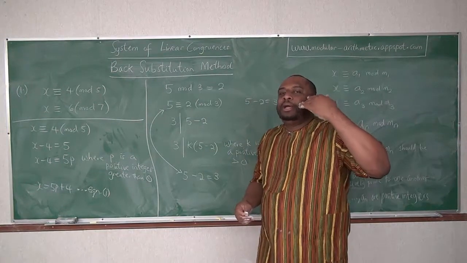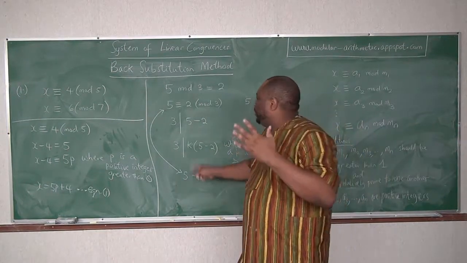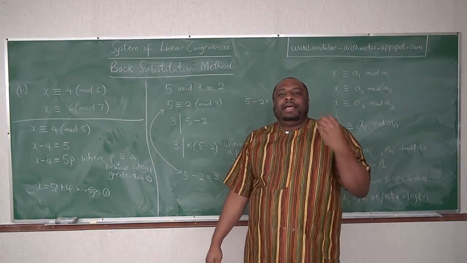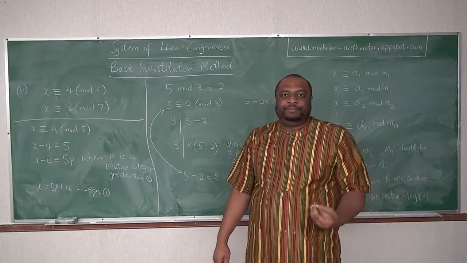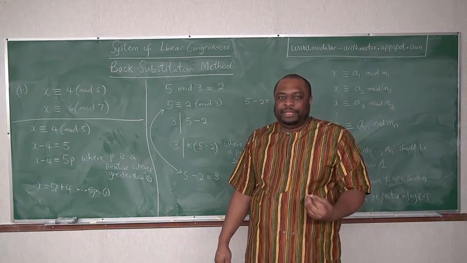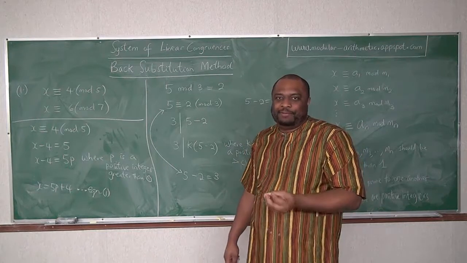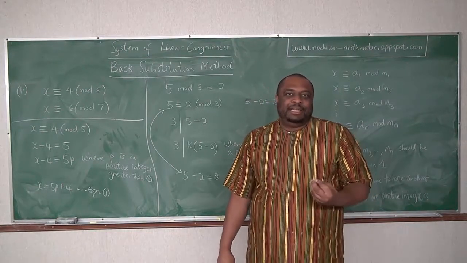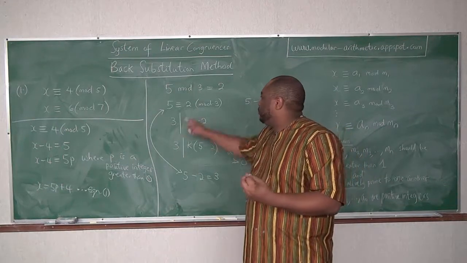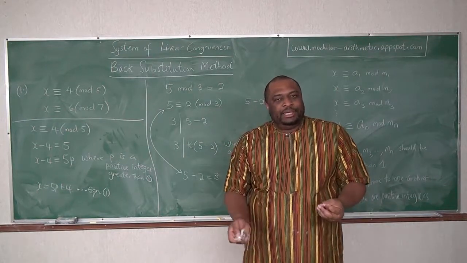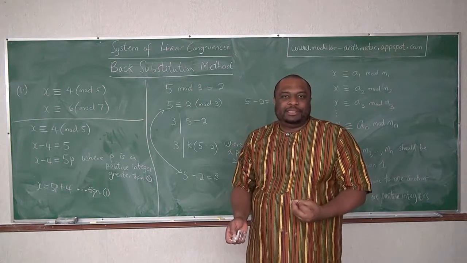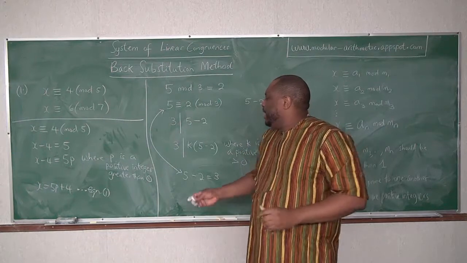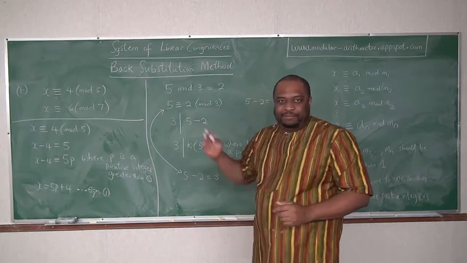Now, you said you know this because it's 5. It must not always be 5. So it could be 8. 8 is also congruent to 2 in mod 3. It could be 11. 11 is also congruent to 2 in mod 3. So it must not always be 5.